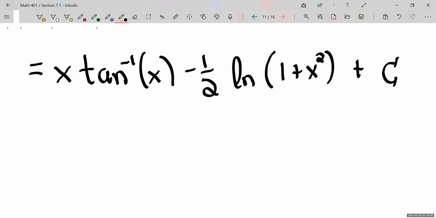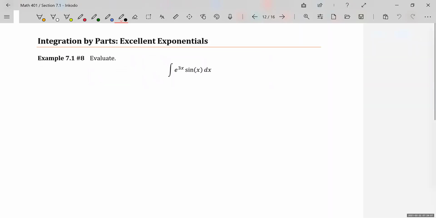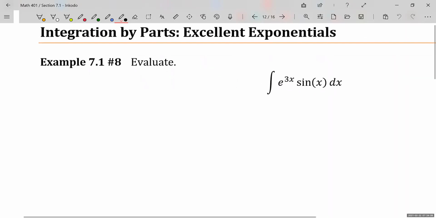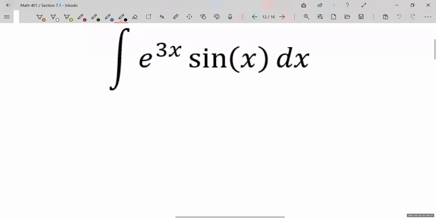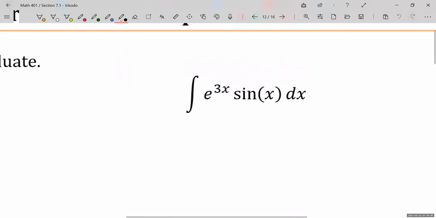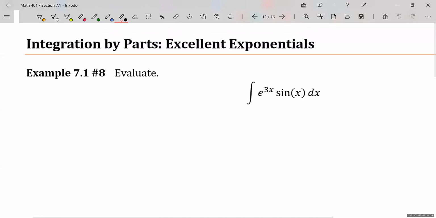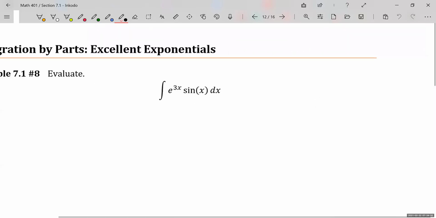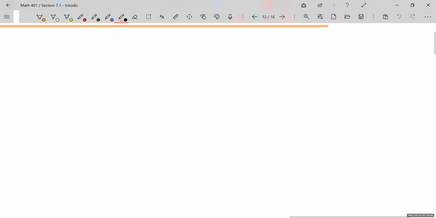All right, so let's hop into the last kind of chunk of material in integration by parts. And we are in the excellent exponentials area. And exponentials and trig functions specifically do not play well together. I taught you a trick last time when you're doing a by parts integration, and that was that table. I think I wrote it down. I wrote out a table.